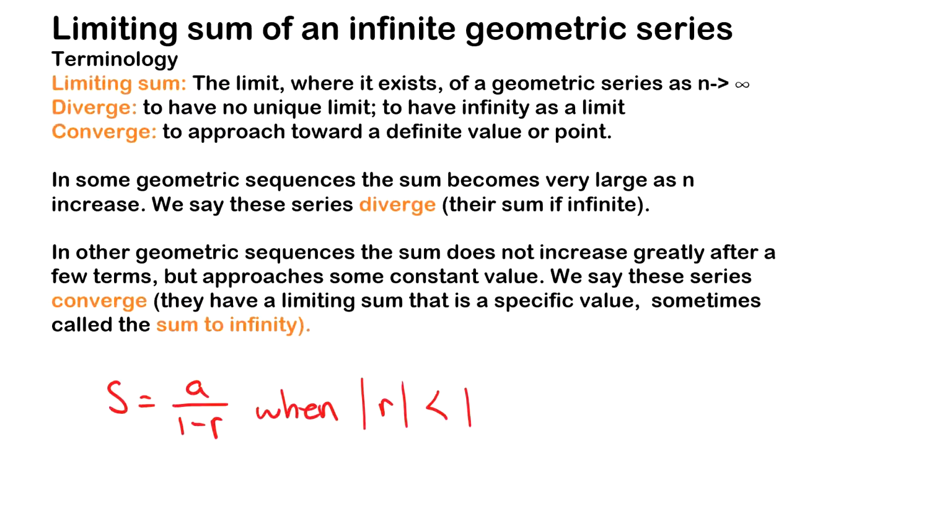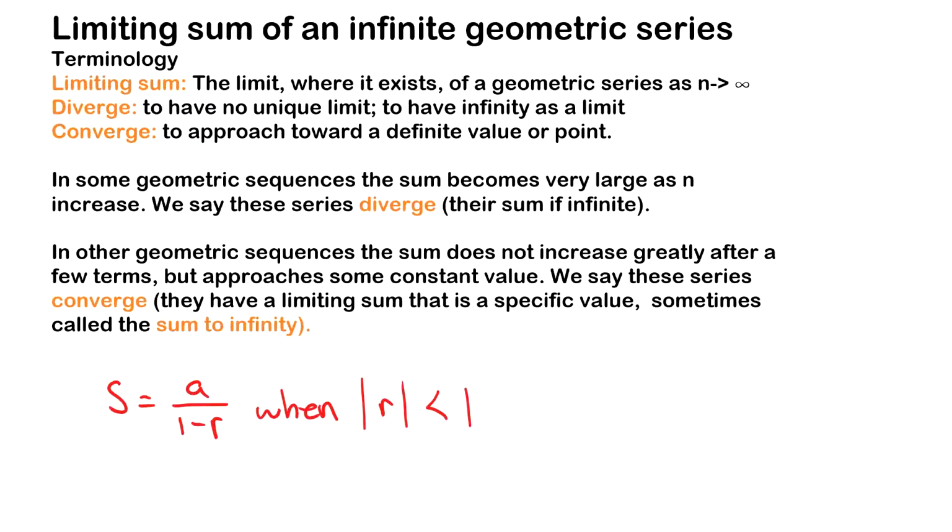In some geometric sequences, the sum becomes so large as n increases that we say these series diverge, which essentially means their sum is infinite. In other geometric sequences, the sum doesn't actually get bigger, it gets smaller or approaches some constant value. So we say these series converge. They have a limiting sum that's a specific value.